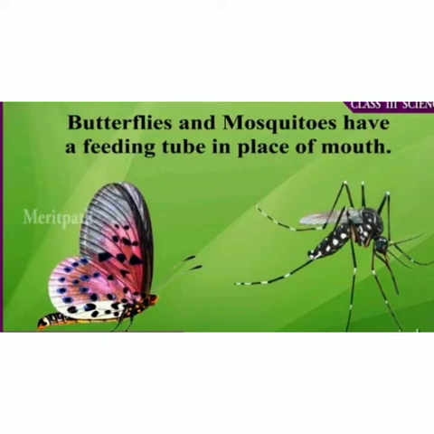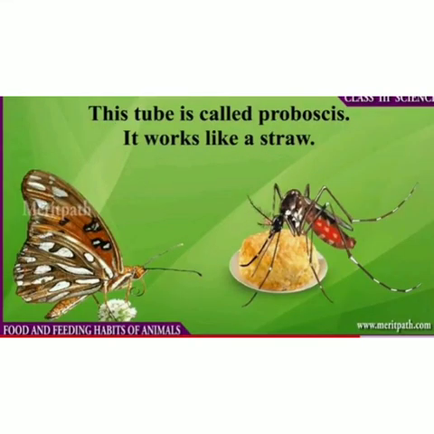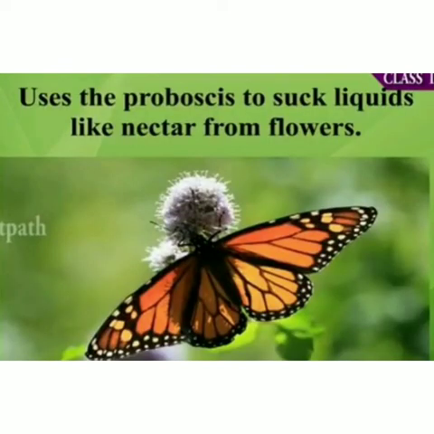Then come our insects. Butterflies and mosquitoes have a feeding tube in place of a mouth. This tube is called a proboscis. It works like a straw. How do we suck the juice? We use a straw, no? Yes. Using this proboscis, they suck liquids like nectar from the flowers.